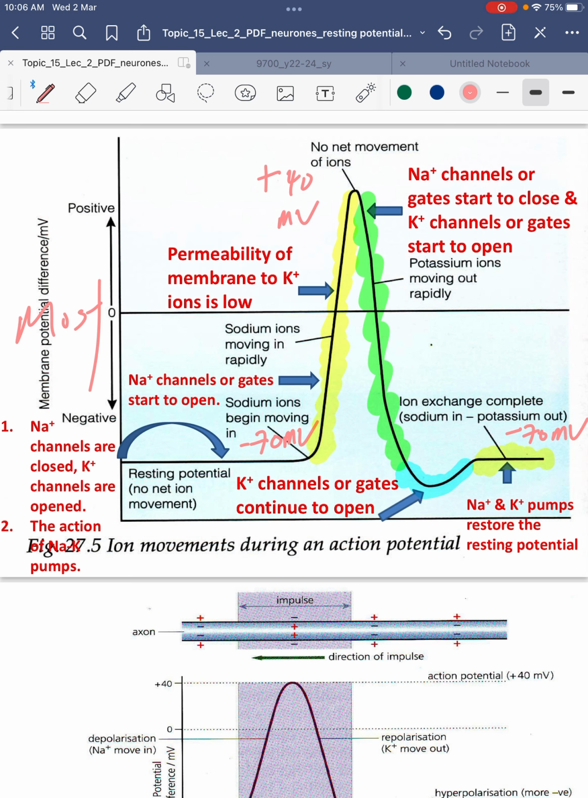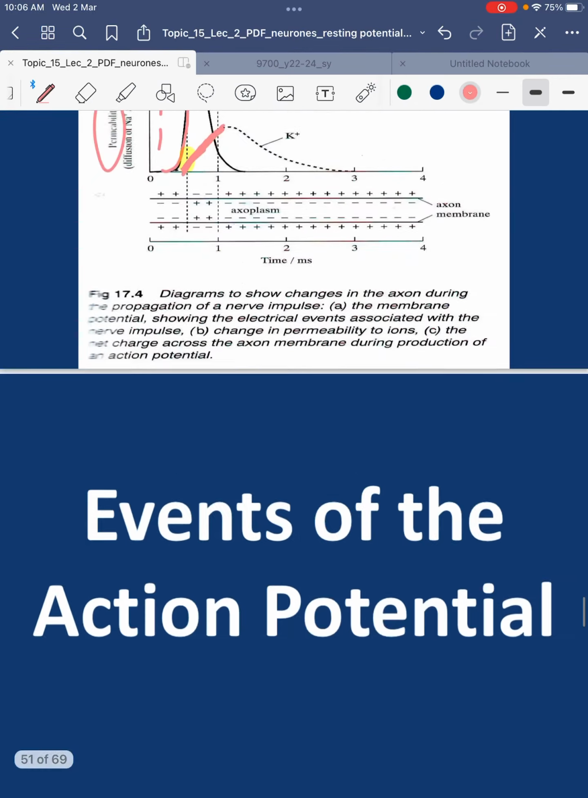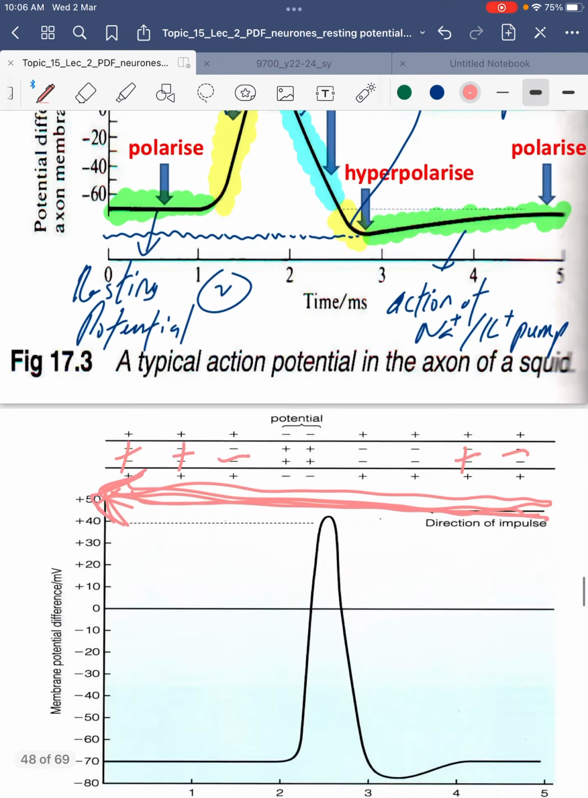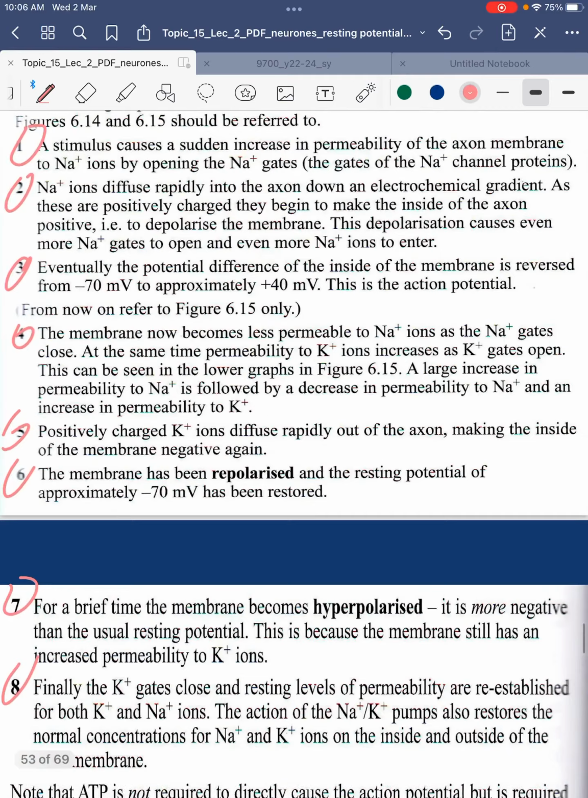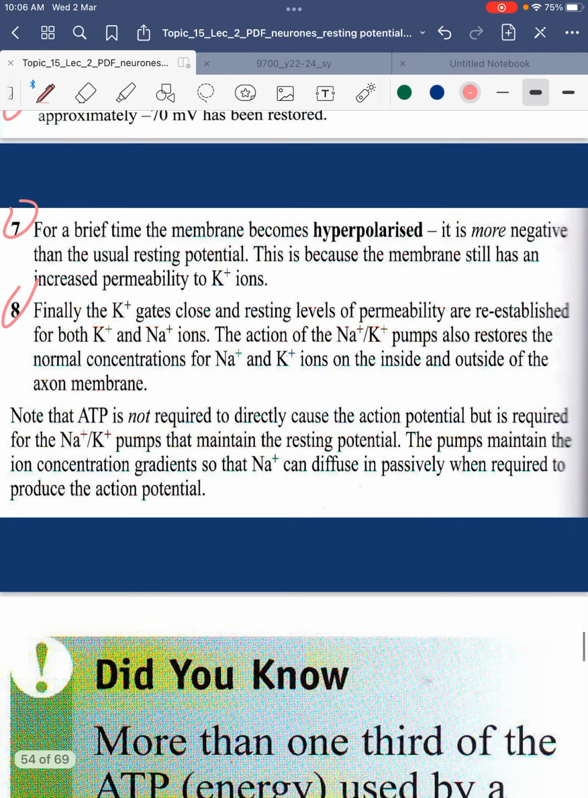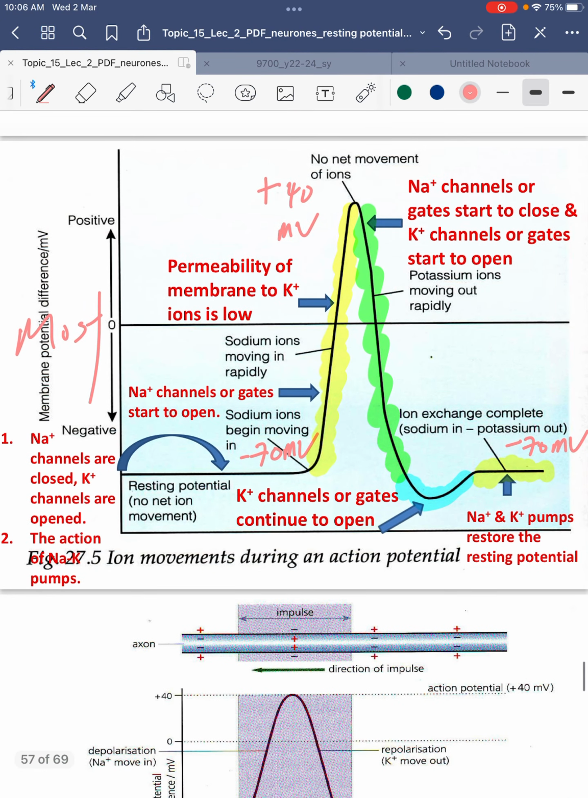Okay, very important. This graph is very important. It's the same as what I have explained using this one here just now. So if you want to read the events, you can read these two slides here, number 1, 2, 3, 4, 5, 6, 7, and 8. But I've already summarized it in the form of this graph.